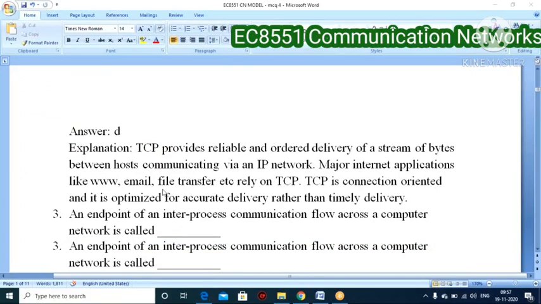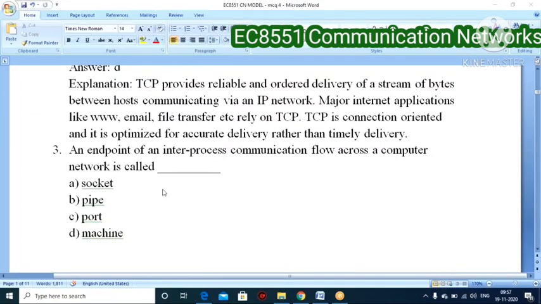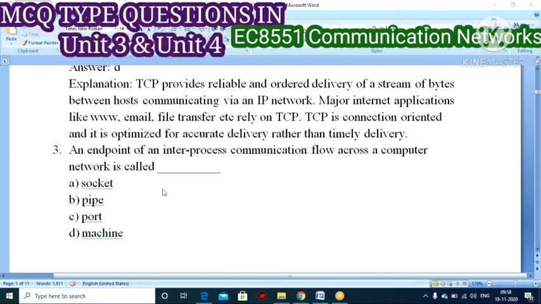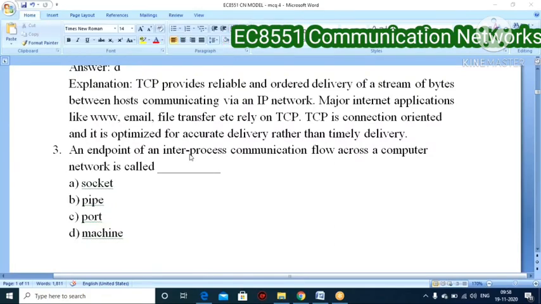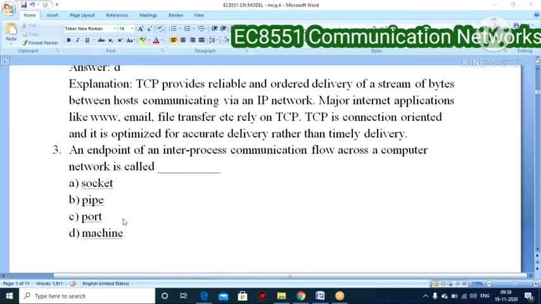Next, third question. An endpoint of an inter-process communication flow across a computer network is called dash. Option A, socket. Option B, pipe. Option C, port. Option D, machine.